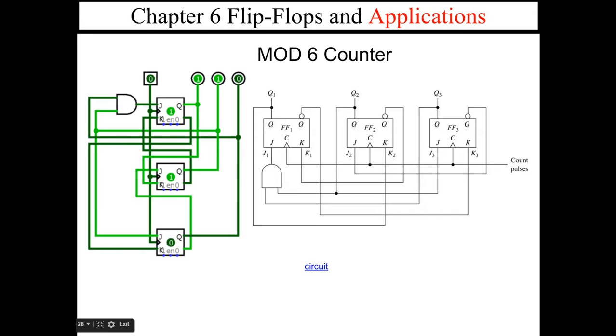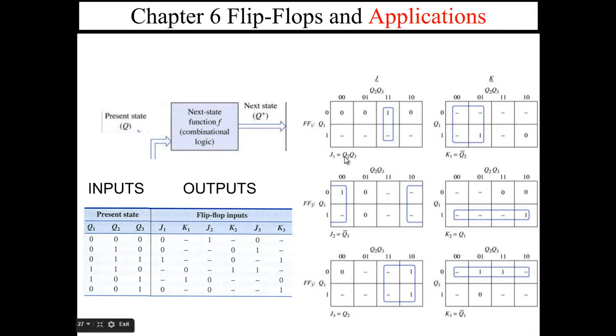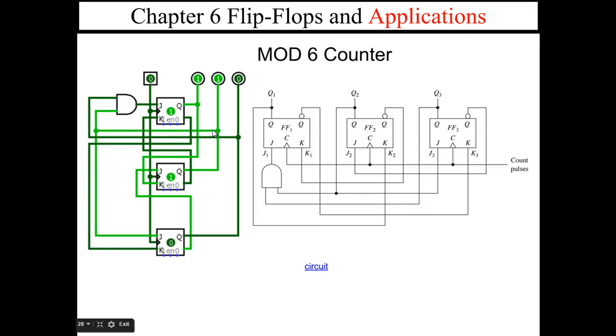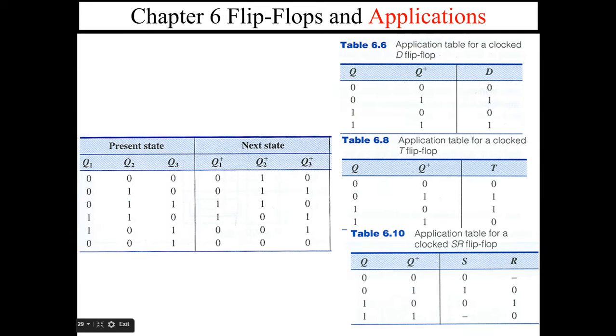So this is what the circuit looks like, and you can play with it. Here's the one AND gate combining the output of Q3 and Q2 to create this J1 right here. So this is our combinatory circuit right here, this whole block. And these are our JKs, and this is our final output right here. Let's play with the circuit.